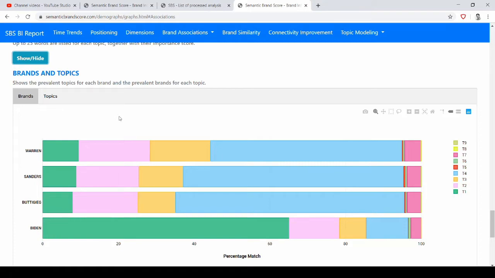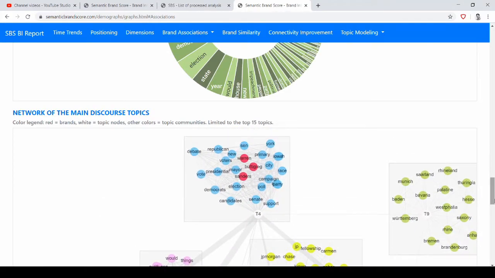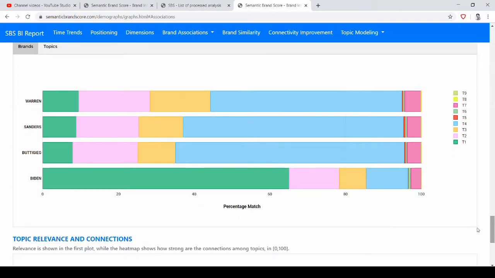And then we can also look at the relationship between brands and topics. The network graph will put brands in their prevalent topic. So, for example, we had Warren and Sanders in the topic about elections that you see here in blue. It was topic number four, if I am not wrong. Let's check it. Yes, it's that one. And Buttigieg was in topic number one.